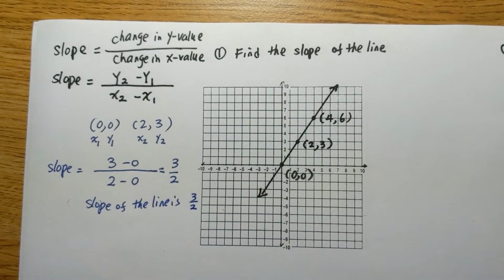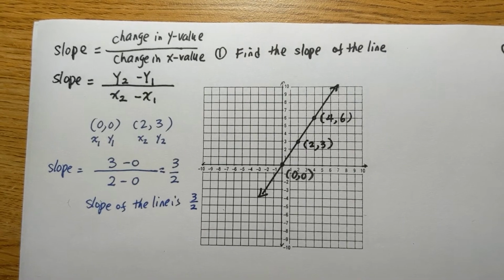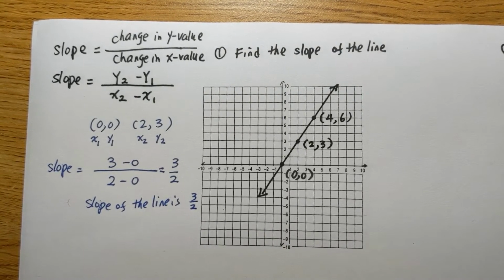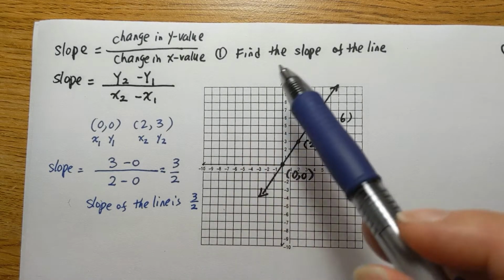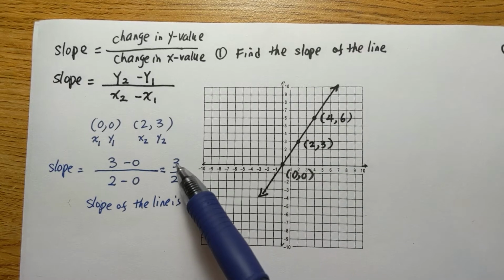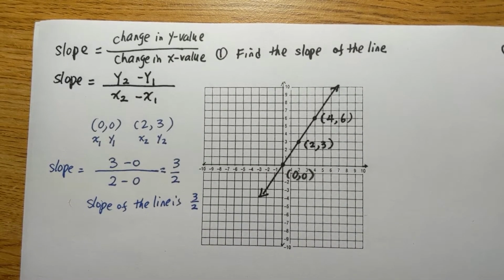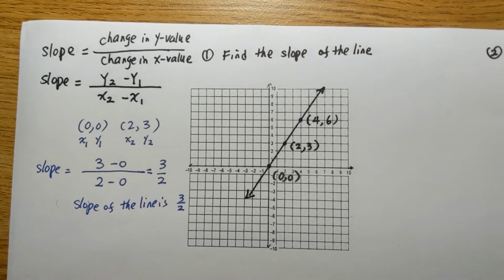So we found the slope. A slope could be a fraction, could be integer. It could be decimal also if you convert the fraction into decimal. So for question number 1, the slope is 3 over 2. Now we are going to do number 2.